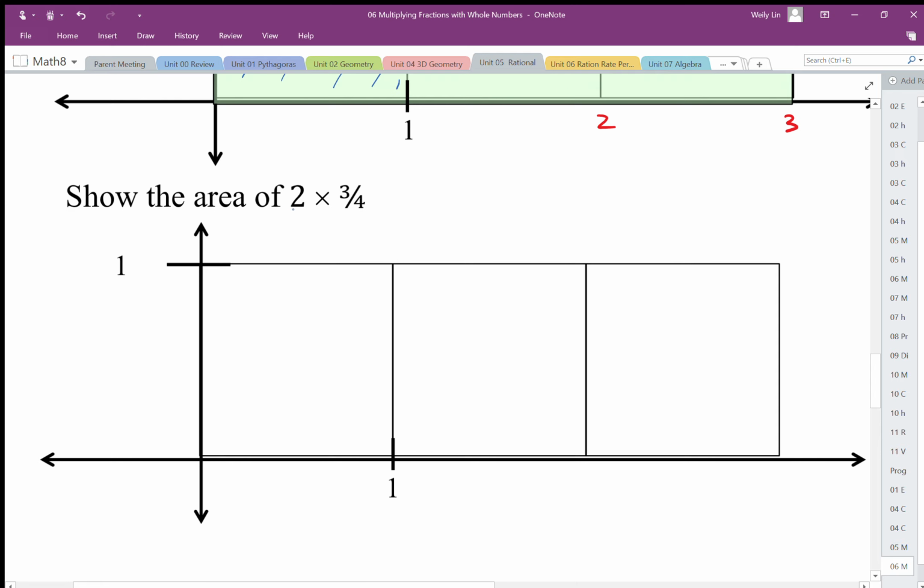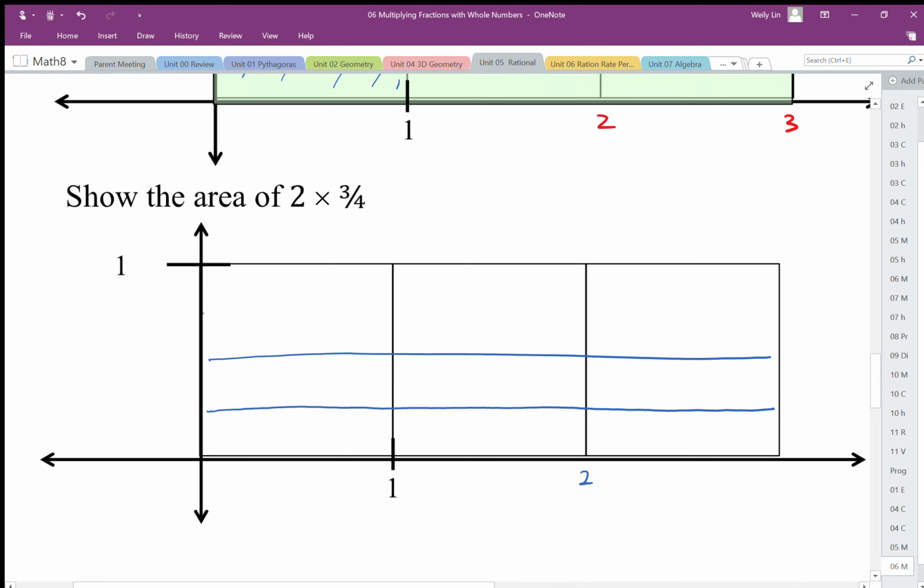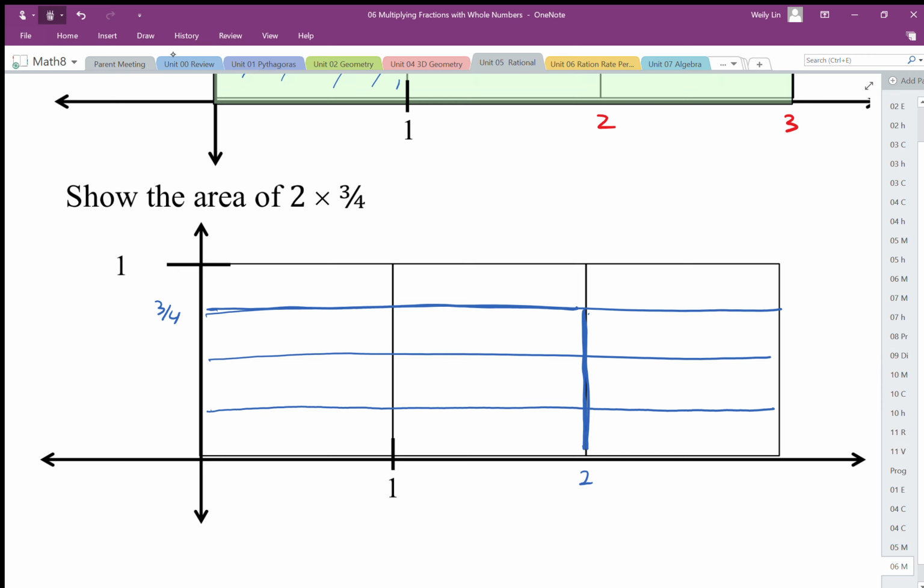So if I'm going to multiply 2 times 3/4, well, I'm going to have a length of 2. I'm going to divide up my vertical into 4 equal parts. Okay, and my 3/4 ends up here. So then the length times the width, here's my length and width. Just going to do that in bold here. I'll use a little bit thicker pen.